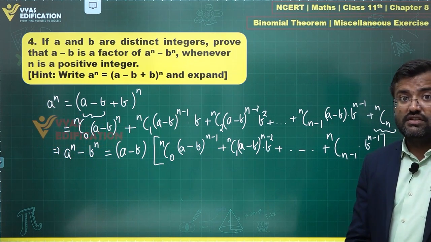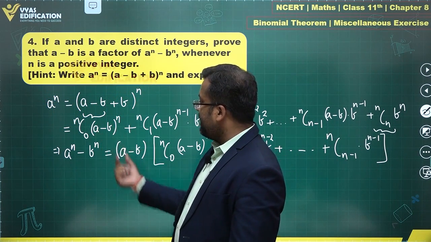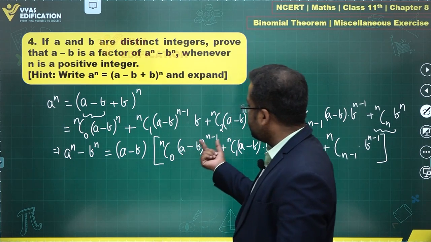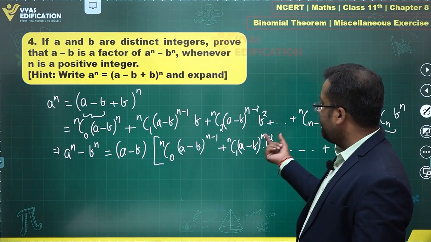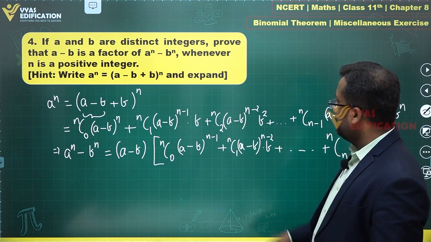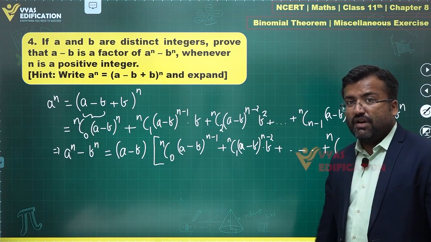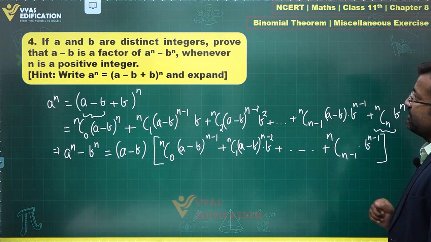This is what you have. Let's take a look at these terms once again. nC0 times (a minus b) power n. There's an (a minus b) outside, so what remains is (a minus b) power n minus 1. nC1 times (a minus b) power n minus 2 remains, since (a minus b) has been taken out. b is already there. Here also you'll have (a minus b) power n minus 3. Similarly, in this term, you'll have nC(n minus 1) times b power n minus 1.